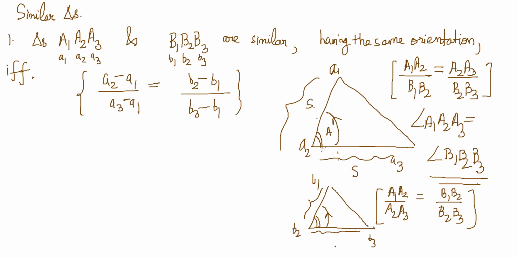So for SAS similarity, we are seeing that the ratio of the sides is going to be the same. So we have A1, A2 by A2, A3 is equal to B1, B2 by B2, B3, and also the angle is the same, right? So what is this in complex numbers? How will I write A1, A2 by A2, A3? I will write mod of A2 minus A1 by A3 minus, okay, actually I have made a mistake here. I have labeled it wrong. It is different sides. Wait one second.